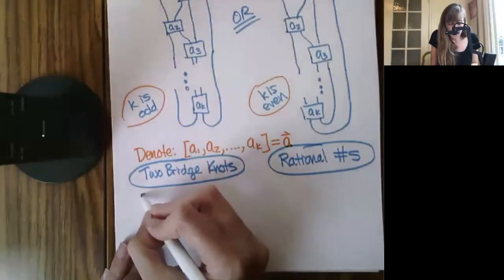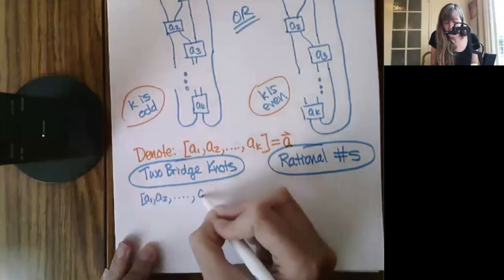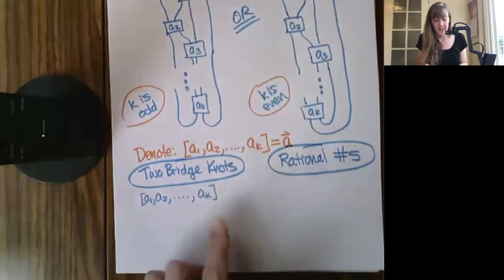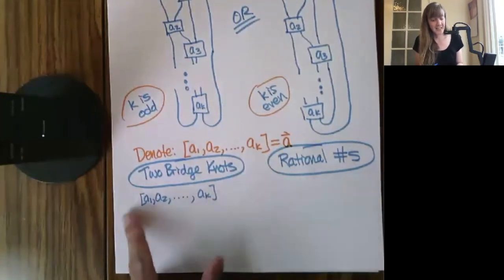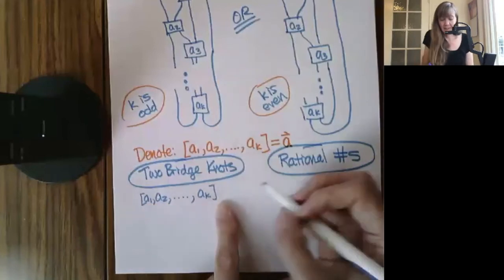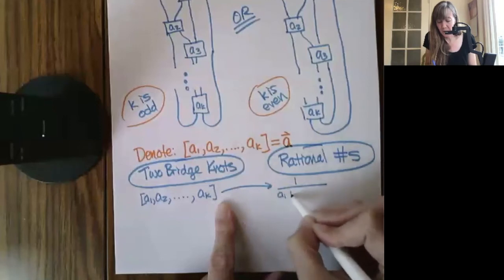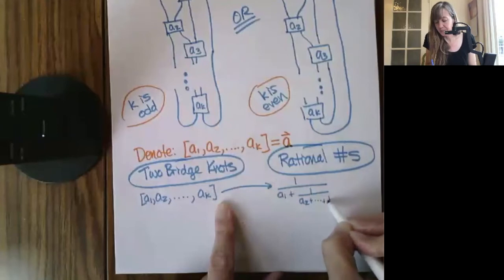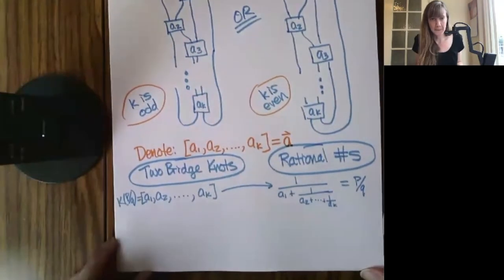So say I have some two-bridge knot, which is determined by this vector of integers. Then I can get an associated rational number by considering the continued fraction expansion determined by these integers. So start with 1 over A1 plus 1 over A2 and keep on going. There, that's going to determine some rational number P over Q.